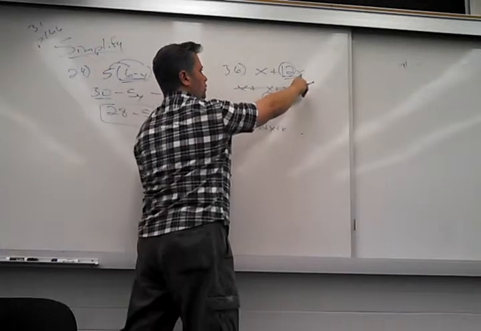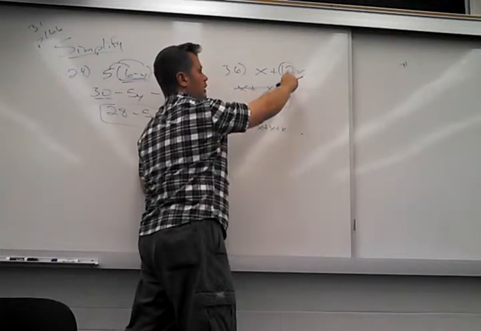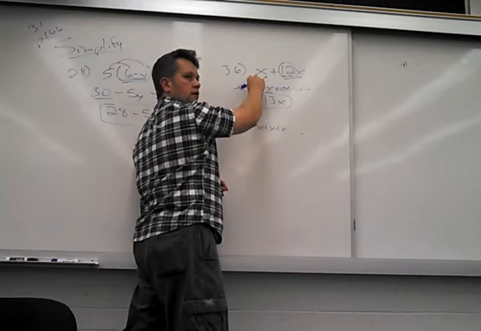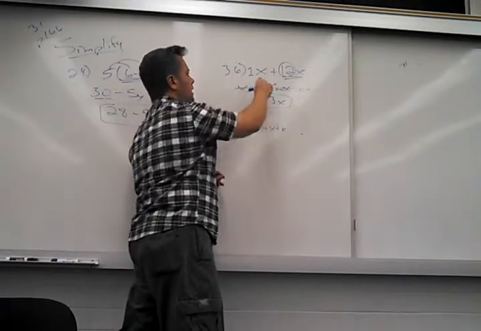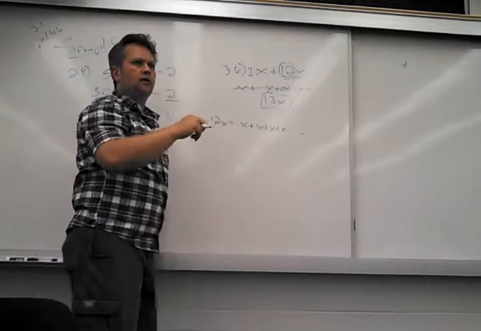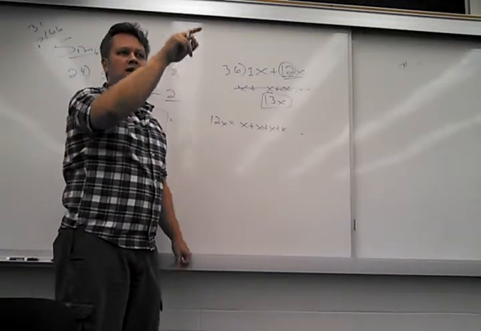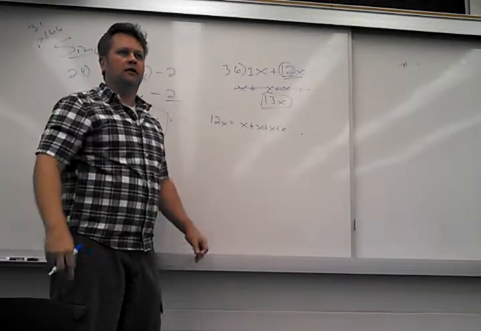Good. I'm not saying a word about what that x is. I don't know what that x is. I just know I have 12 of them. How many x's do I have over this side? 1 of them. There's an understood 1 there. I'm not saying that x is 1 because I don't have a clue what x is. I'm just saying, how many of these unknown things do I have?